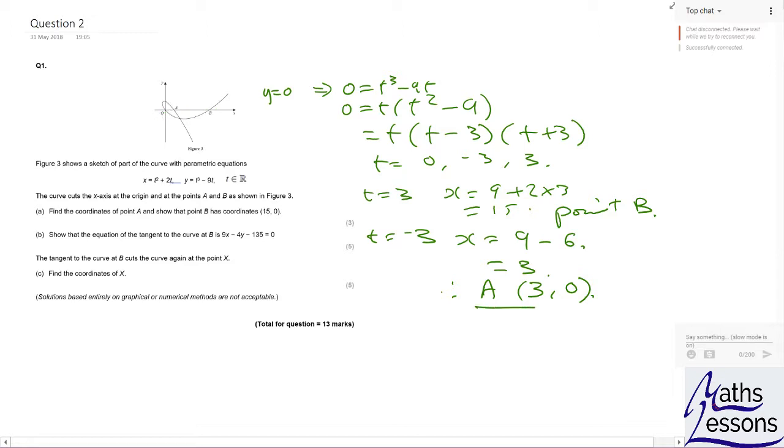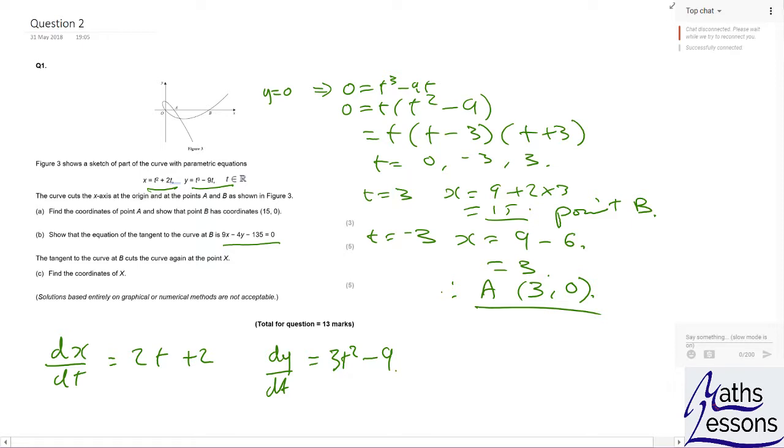So we've now found A and we found the point B. Now I want to show the equation of tangent to the curve at B is equal to 9x minus 4y minus 135. To do that, we need to find dy by dx, the gradient at that point. But first, we need to find dx by dt, which is equal to 2t plus 2, differentiating this, and dy by dt, which is equal to this differentiated, which is 3t squared minus 9. So this implies that dy by dx will equal that divided by that. So it's 3t squared minus 9 over 2t plus 2.